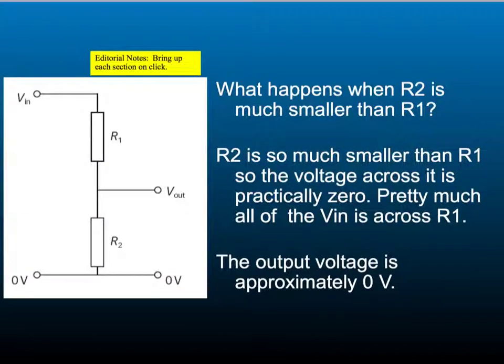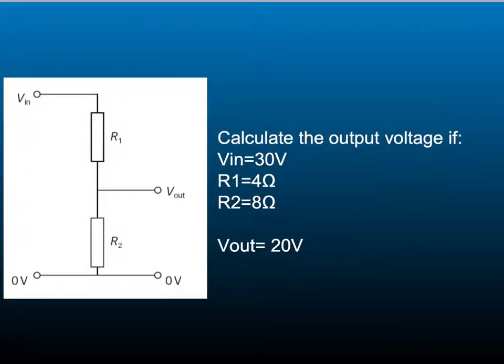If you think about that the other way around, if R2 is much smaller than R1, then the voltage across it is practically zero, and pretty much all of the voltage goes across resistor 1. This means that the output voltage will be approximately 0. Okay, so here's a question for you to try. I want you to stop the video and see if you can prove that V out is 20 volts.